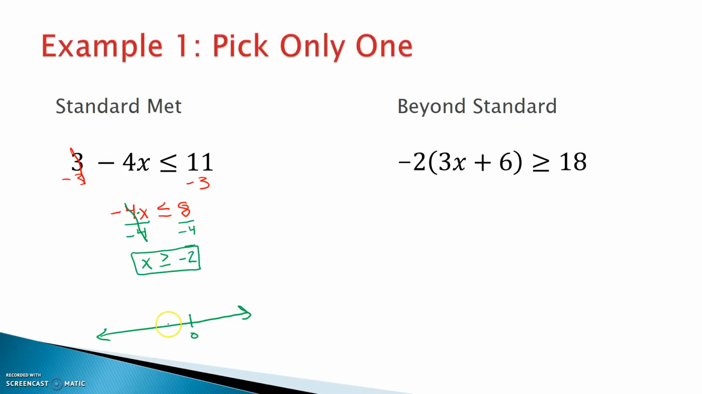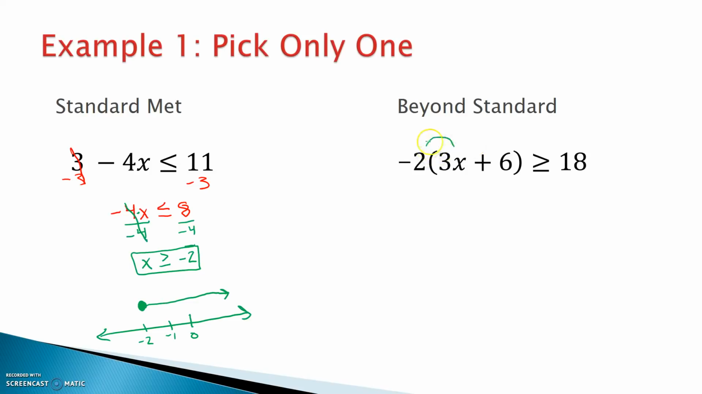Here's 0. Here's negative 1. Here's negative 2. And because I'm equal to negative 2, I can actually stand on it. It's going to be a solid circle. Get that little line on the bottom, which lets me know that x is greater. Greater means I go to the right-hand side. All right, there we have it, guys. That's standard.